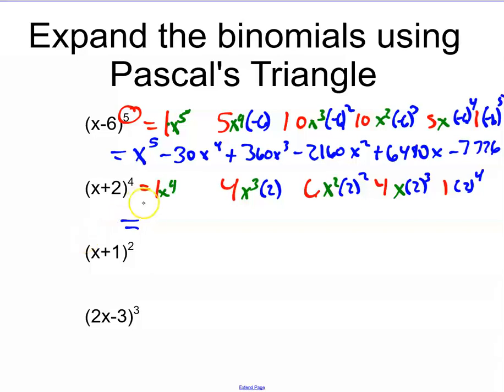And then just simplify that down. x to the 4th. Here I have 4 times x to the 3rd times 2. That's 8x to the 3rd. Here I have 6 times x squared times 2 squared. 2 squared is 4, times 6 is 24x squared. 4 times x times 2 to the 3rd. 2 to the 3rd is 8. 8 times 4 is 32x. And then lastly, I have 2 to the 4th, which is 16.